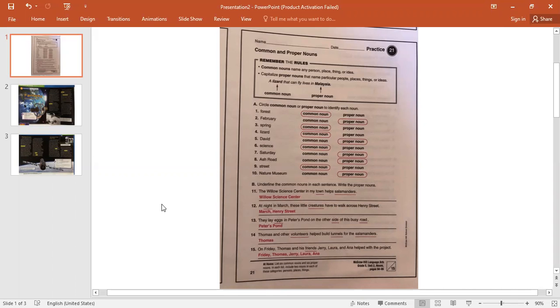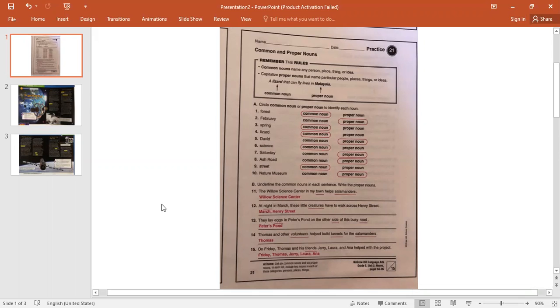Number 14, Thomas and other volunteers helped build tunnels for the salamanders. We underline volunteers, tunnels, and salamanders. All right, these are all common nouns, and our proper noun is Thomas.